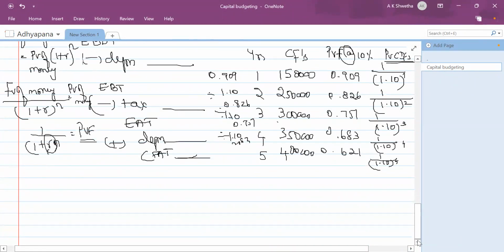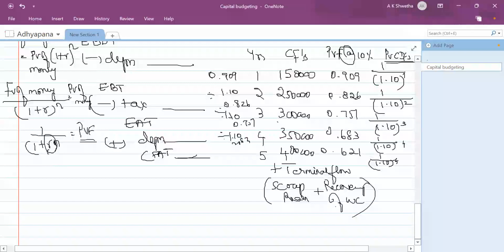So as part of these cash flows, at the end of the project, you will have another cash flow to be added, which is called the terminal flow. There are two components of terminal flow. One will be the scrap realization because of investing in the machinery, and the other will be the recovery of working capital. So now what is this working capital which I am talking of?